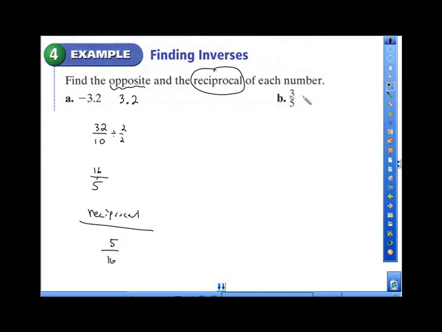Over here, the opposite is going to be negative 3 over 5. And the reciprocal is going to be negative 5 over 3. Now you notice for the reciprocal, it was still negative. When you're doing the reciprocal, you don't change the signs. A lot of students make the mistake and change the signs. When you're finding the reciprocal, just flip the fraction. The sign stays the same.